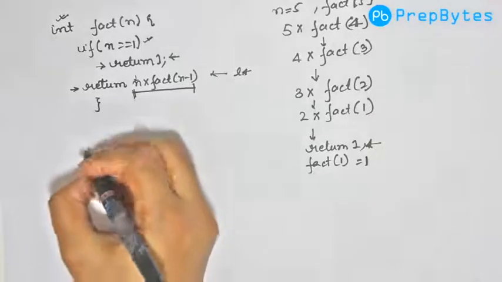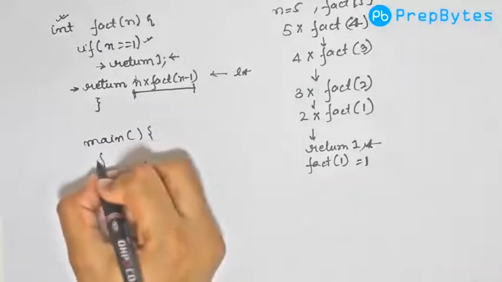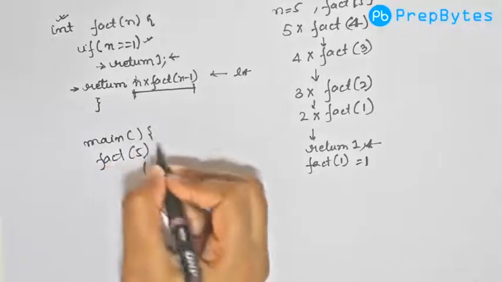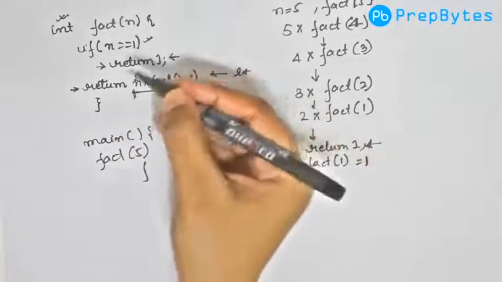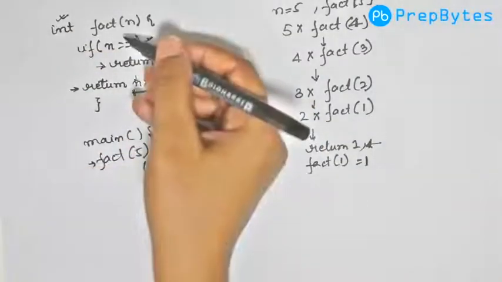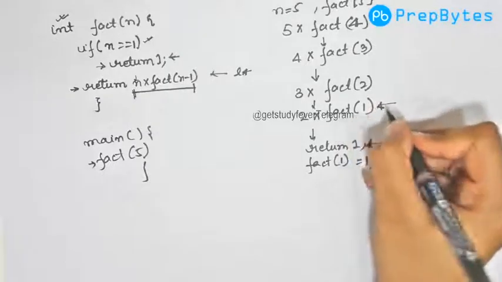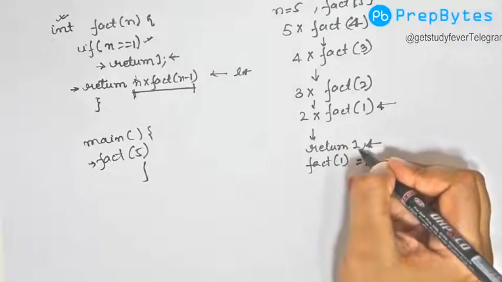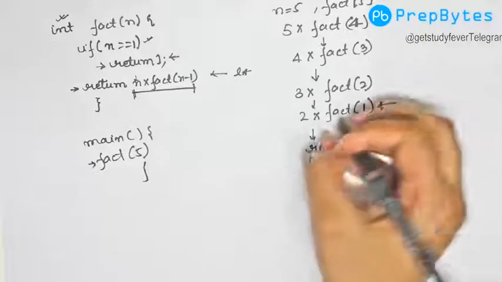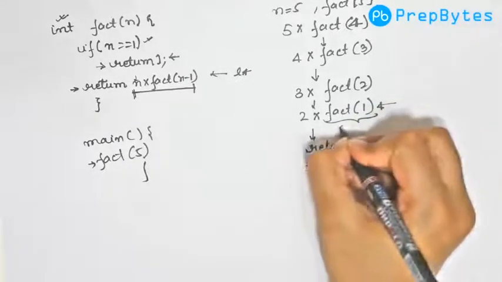So let's say if we have a main here, and main is calling fact of 5. So the ultimate result that will come out of this function will be returned to main. But as of now, who called fact of 1? Fact of 1 was called from here. So from where will this 1 result be returned? It will be returned here. So what will happen? The value of fact 1 will become 1.